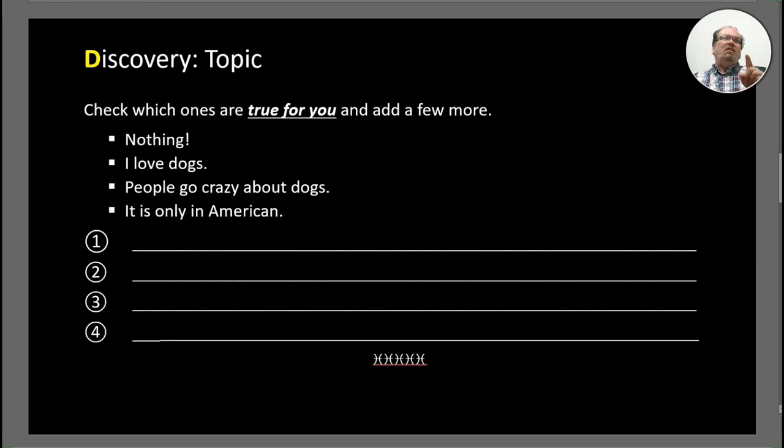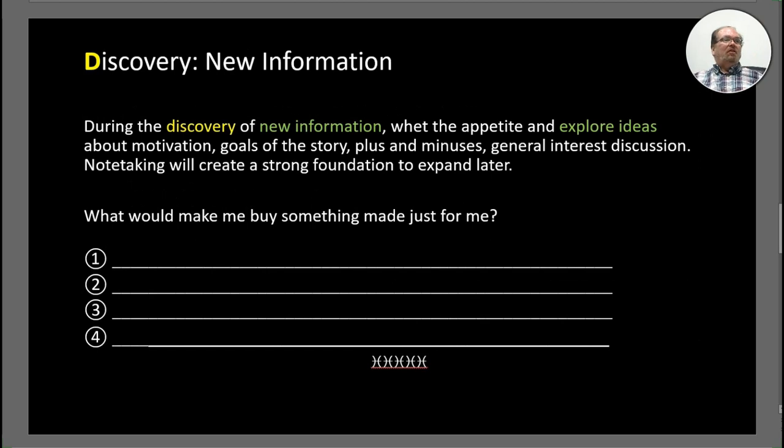What are your ideas about the title and the topic? What do you know about the topic? About purebred and aesthetics? Write 4 ideas. And you want to write them, bring them to the next class. Talk about them with your team, with your classmates. During this discovery of new information, whet the appetite. Whet is to sharpen, like we said before. Sharpen the appetite. Get hungrier. You want to know more. That's whet the appetite.